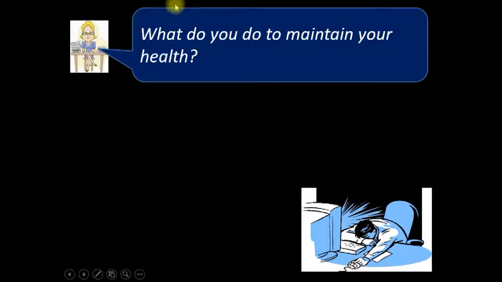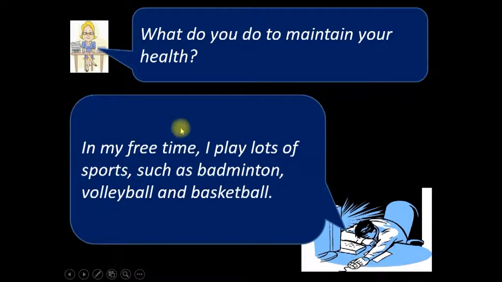For another example, what do you do to maintain your health? In my free time, I play lots of sports, such as badminton, volleyball, and basketball. Notice that when we use such as to give examples of types of sports, we only follow by nouns. Badminton, volleyball, basketball. Notice there's no verb.